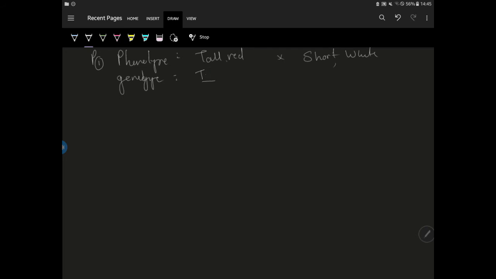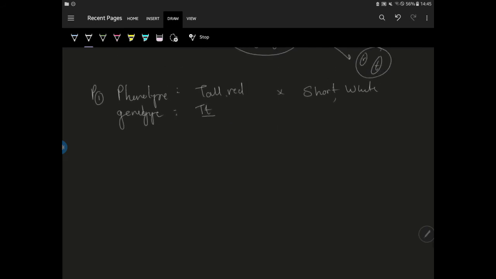So we can have T and we can have a small t. We need to know whether this tallness is homozygous or heterozygous for tall. In the question we were given homozygous, tall and red. So we're going to have TT, RR.